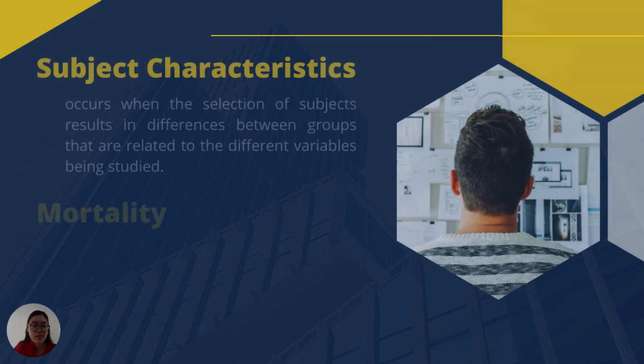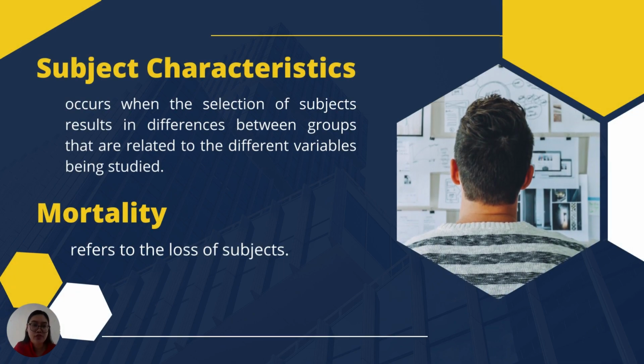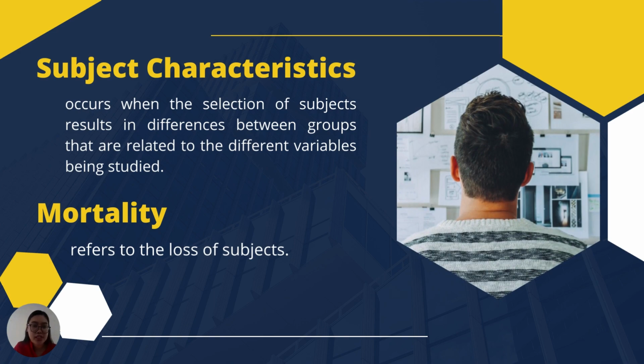So first is the subject characteristics threat. This occurs when the selection of subjects results in differences between groups that are related to the different variables being studied. So examples of differences are age, gender, intelligence, socioeconomic status, religious beliefs, political beliefs, among others.